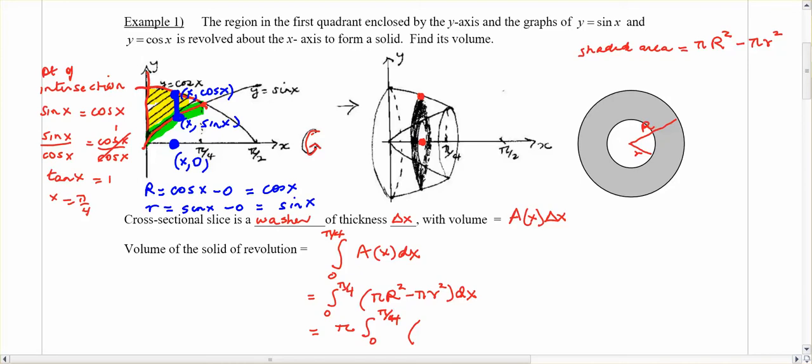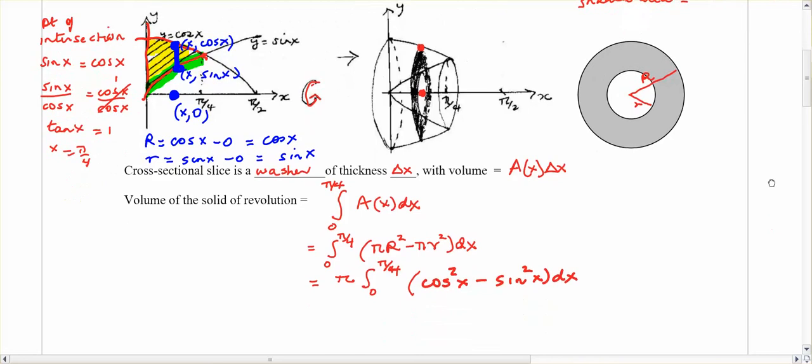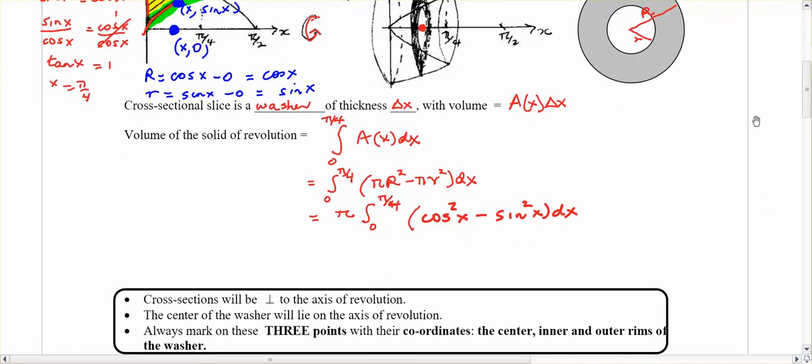So going back to my volume, big R is cosine x, so big R squared is cosine squared x, minus little r is sine x. When I square it, it is sine squared x dx. I could put etc. here, but this is a good place to remind you of a good trig identity, one you're expected to remember from pre-calculus. Remember that cosine of a plus b is cosine A cosine B minus sine A sine B. Cosine, cosine, minus sine, sine.